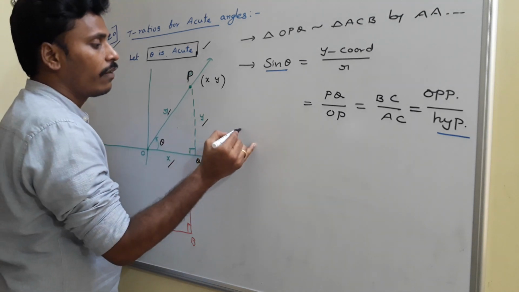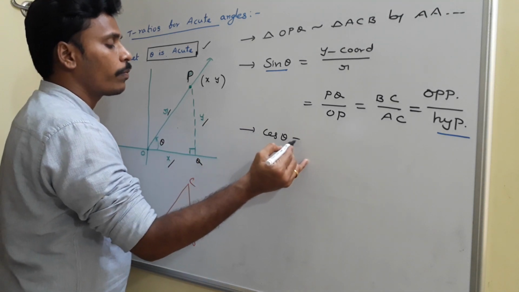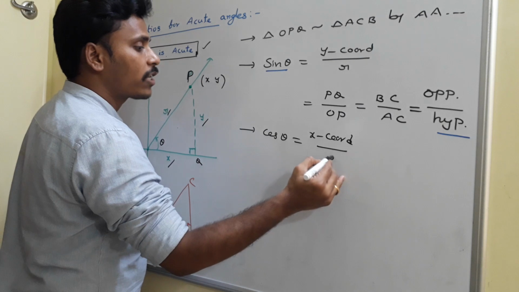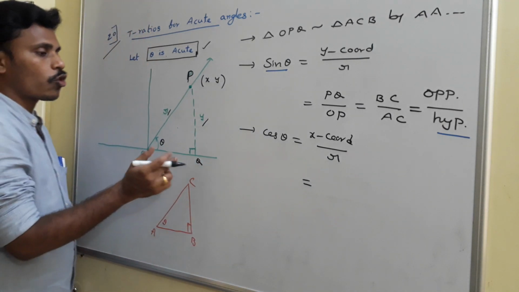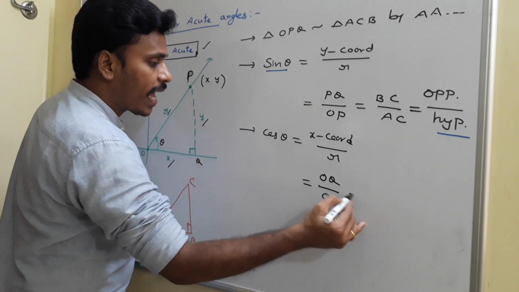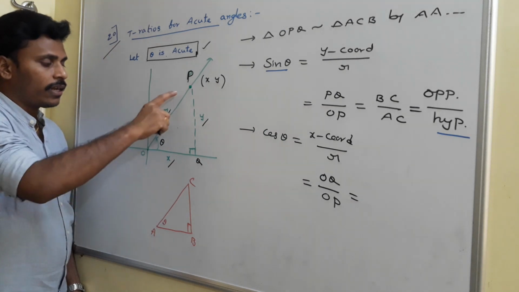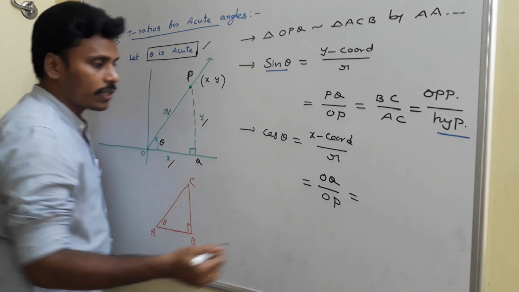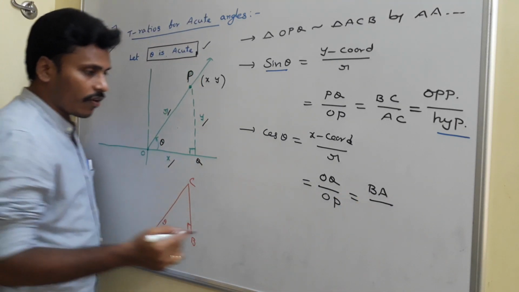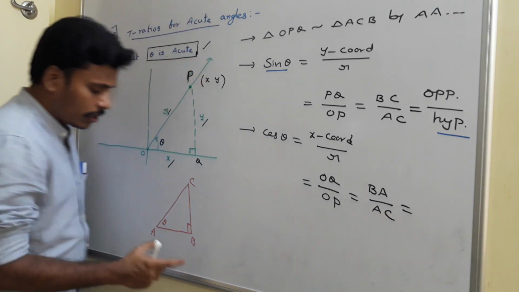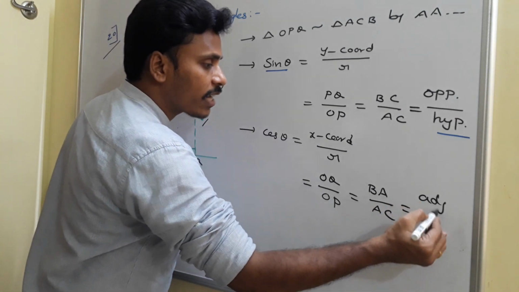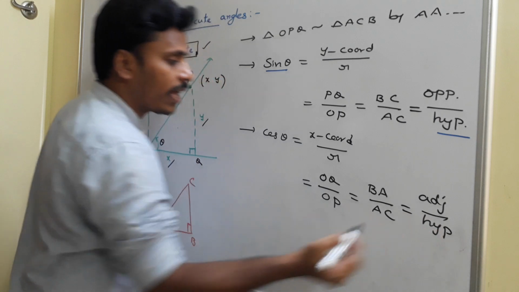In a similar fashion, we can define cos theta also. Cos theta is equal to what? X coordinate by r value. Here the x coordinate is OQ and the value of r is OP. As I mentioned, these two triangles are similar, so corresponding to OQ, the corresponding side in the triangle is BA, and corresponding to OP, the corresponding side is AC. This BA is just adjacent to the given angle, so it is called the adjacent side of theta, whereas AC is taken as the hypotenuse.